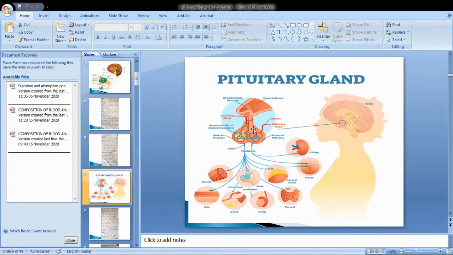This whole pituitary gland consists of two distinct parts: the anterior pituitary and the posterior pituitary. The anterior pituitary is also known as the adenohypophysis, whereas the posterior pituitary is known as the neurohypophysis.